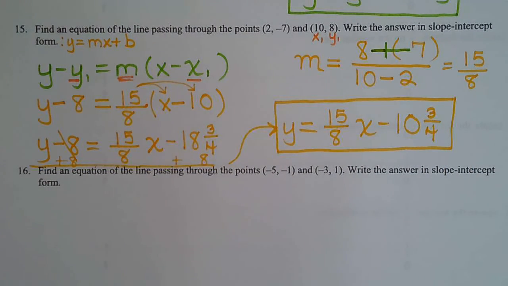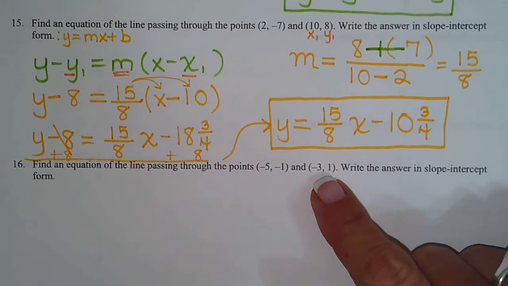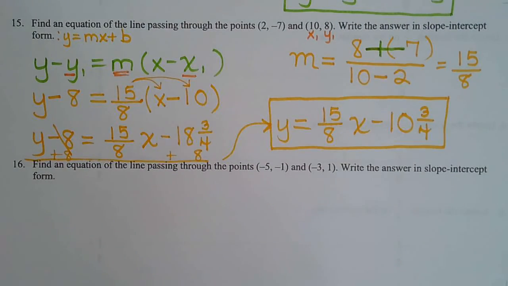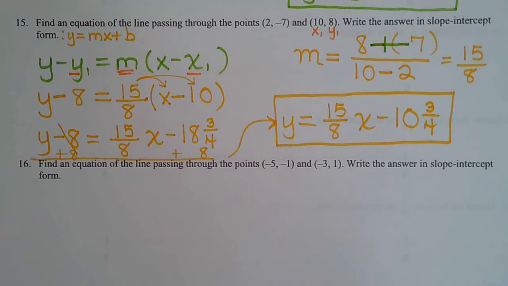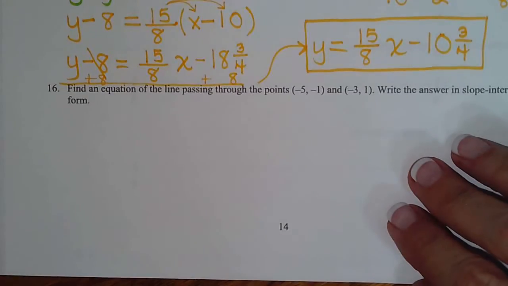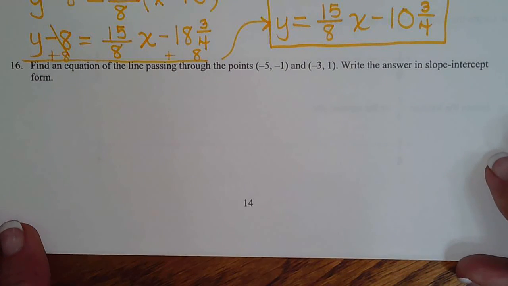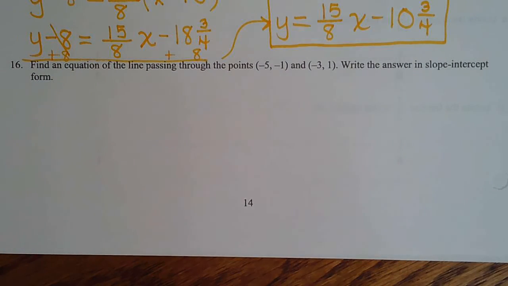Okay, now it's your turn, so follow the lead. You have 2 points, missing a slope, so find your slope first and then plug them in. So go ahead and shut off the video and work on that one.